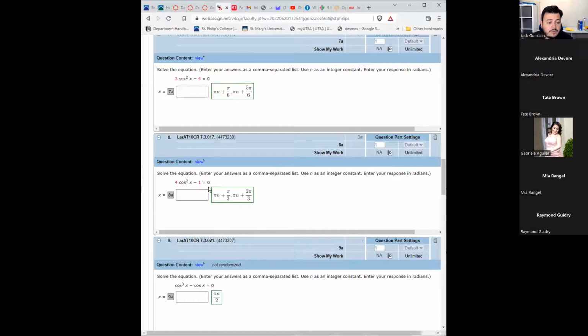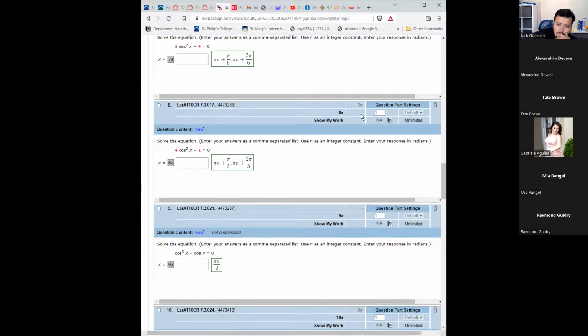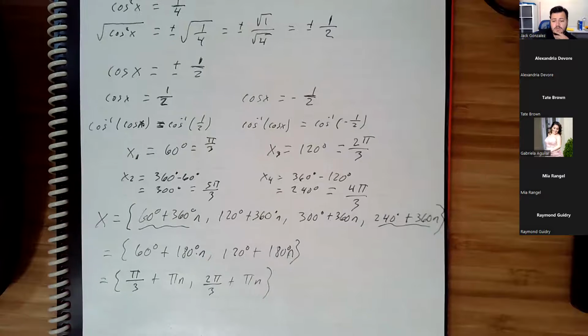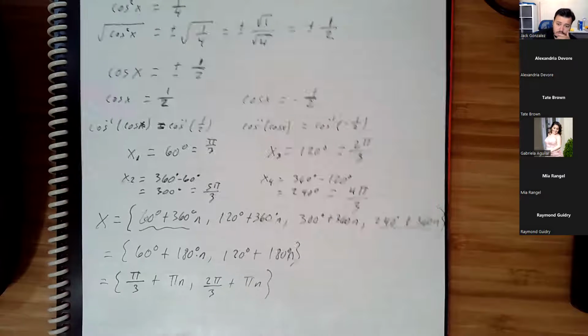See, this is the one we just did. Number 8. So their answer was just pi thirds plus pi n, which is what we had. 2 pi thirds plus pi n. But you can't really see how they got there without finding all 4 spots yourself and then merging them together. Is there any questions on this idea? Or any steps on the question here?